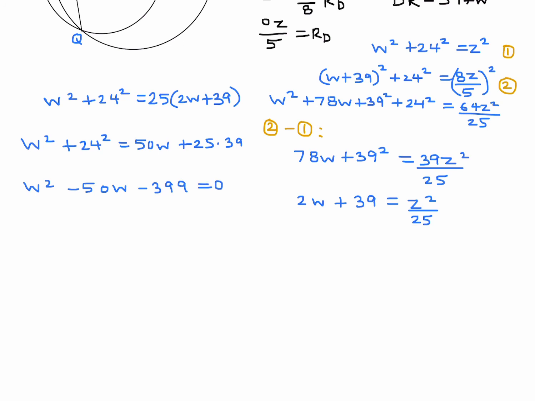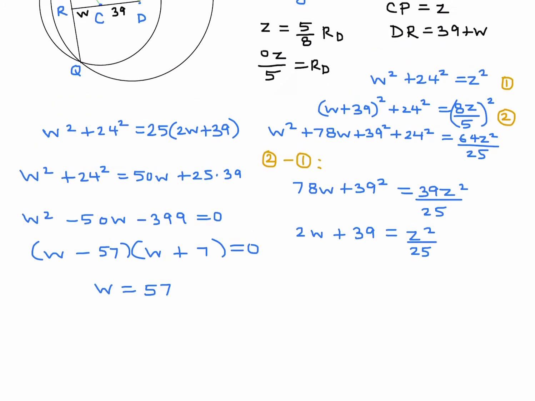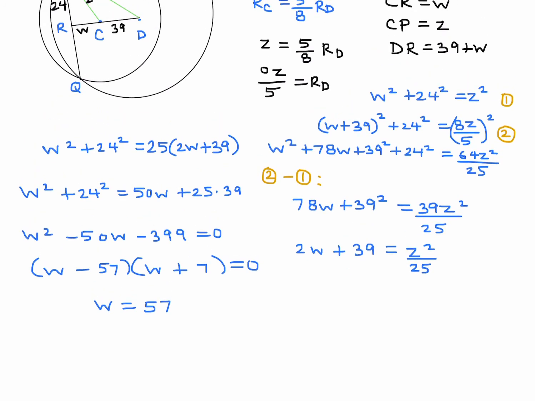And this factors also very nicely. It's (W minus 57)(W plus 7), so from this, obviously, W is 57. And remember, W represented my value for CR, so that's 57. And DR was W plus 39, which makes that 96. So there we go.